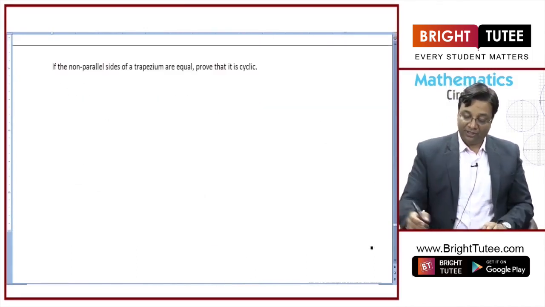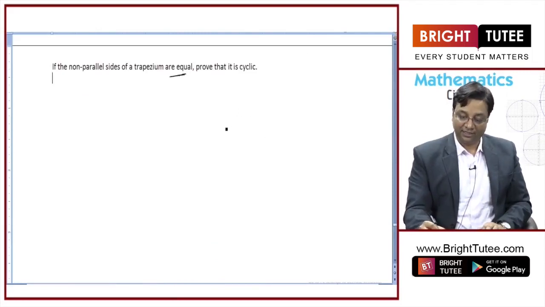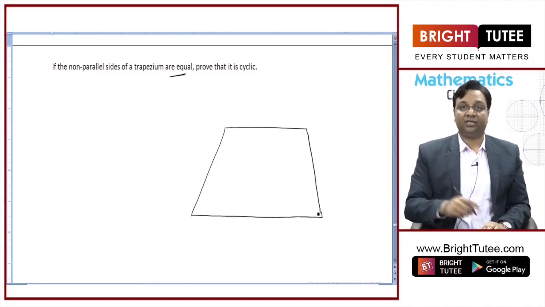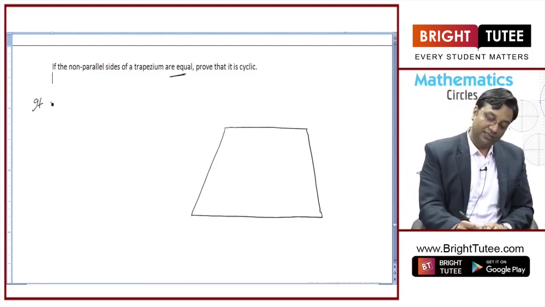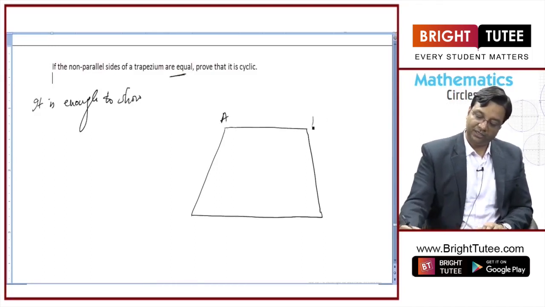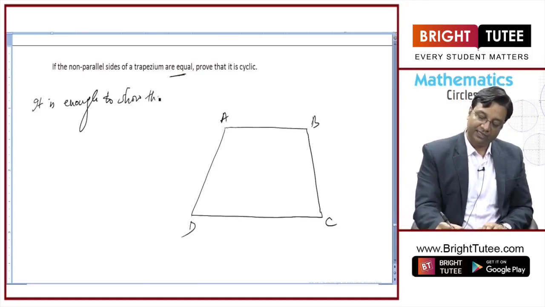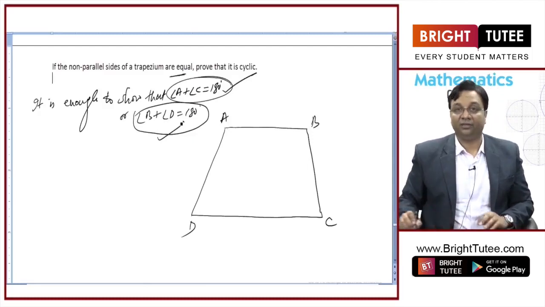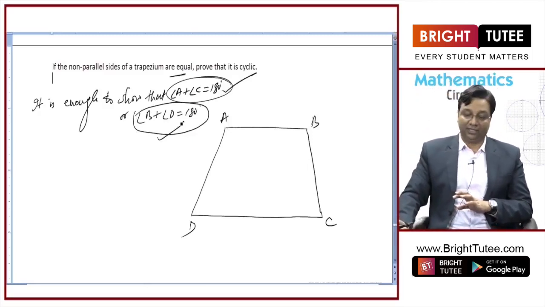If the non-parallel sides of a trapezium are equal, then prove that it is cyclic. So to prove a quadrilateral to be cyclic, it is enough to show that opposite angles of the quadrilateral are supplementary. So it is enough to show, let me name these A, B, C, D, that angle A plus angle C is equal to 180 degrees, or angle B plus angle D is equal to 180 degrees. You can show any of these, either this or this, because if you can show this, then this will automatically be true because of the angle sum property of a quadrilateral.